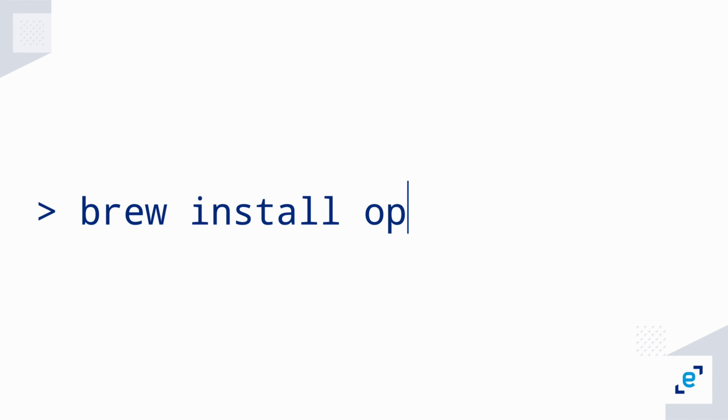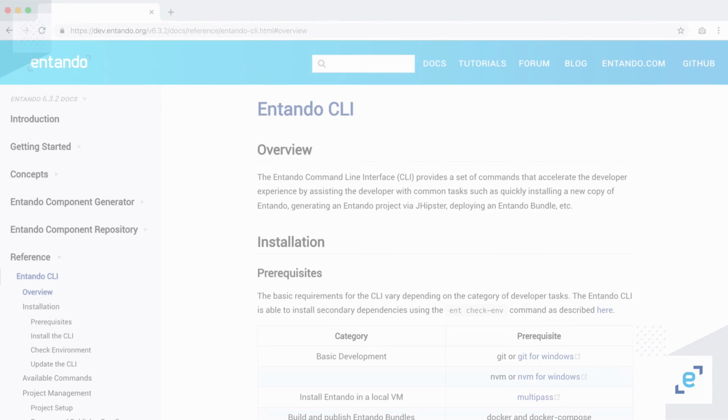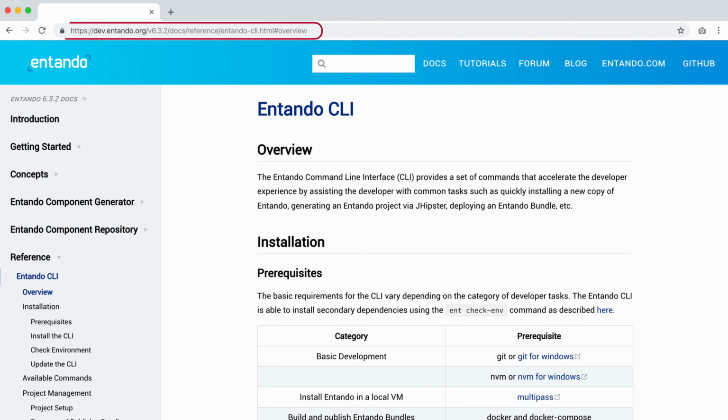If we have the x86 version of Brew installed, then we just need to type the command brew install openshift-cli, else we need to prefix it with arch -x86_64. The ENT CLI is an easy installation too. For starters, please navigate to our docs page and install it with the mentioned steps.